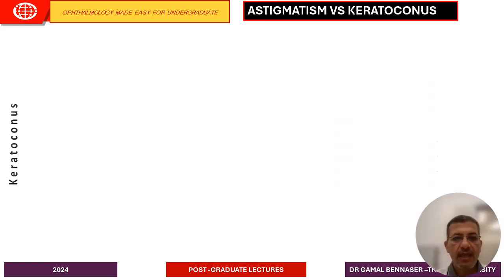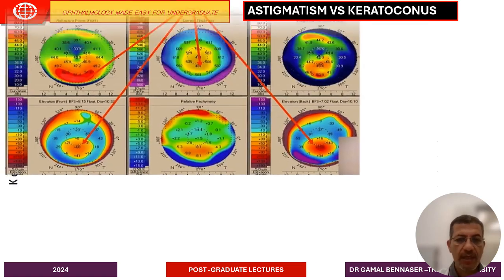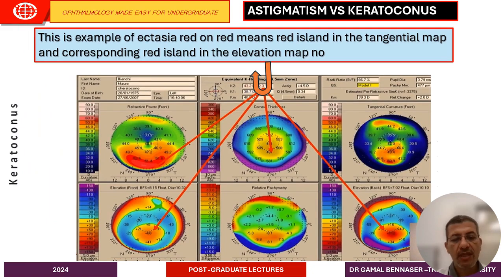Now, after understanding how to read the curvature map, and understanding the difference between the elevation map and the curvature map and the color codes for the same data of the patient, this is very important because it is related to keratoconus. To diagnose keratoconus, we used to say that we should have a red on red map. It means red in the curvature map and redness on the elevation map.